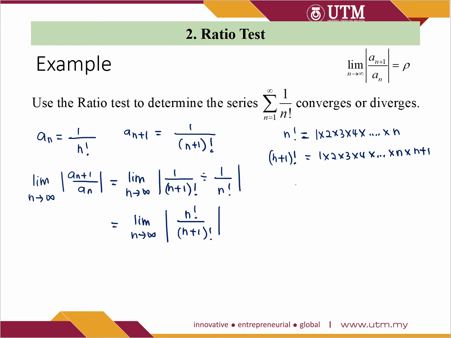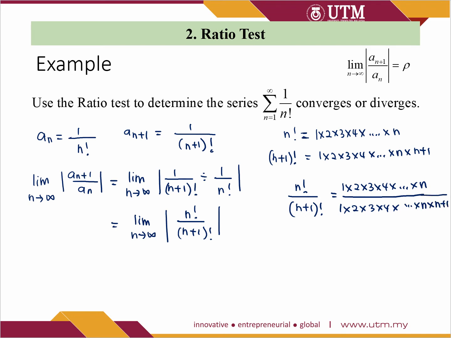So here, for n factorial over (n plus 1) factorial, if we rewrite this into a division, 1 times 2 times 3 up until n, divided by 1 times 2 times 3 up until n and n plus 1, you can see that we can cancel this out up until n. So what is left is just 1 over n plus 1.